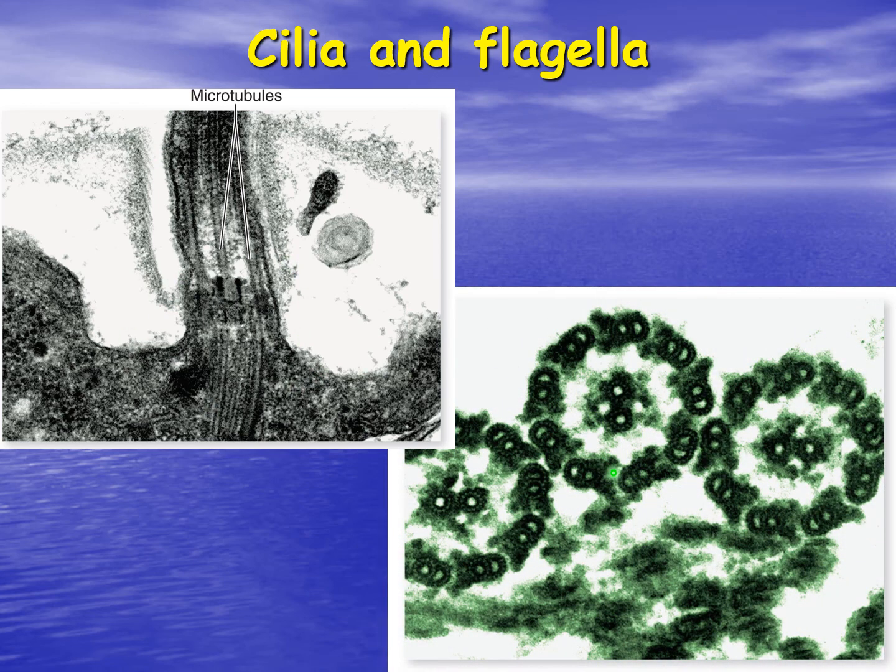And this is what we call the 9-2 arrangement. So this is a cross section of a flagellum. We have 1, 2, 3, 4, 5, 6, 7, 8, 9 of these doublets around the outside of proteins, and we have a center doublet in the middle. And this allows for that undulating movement of the flagellum.